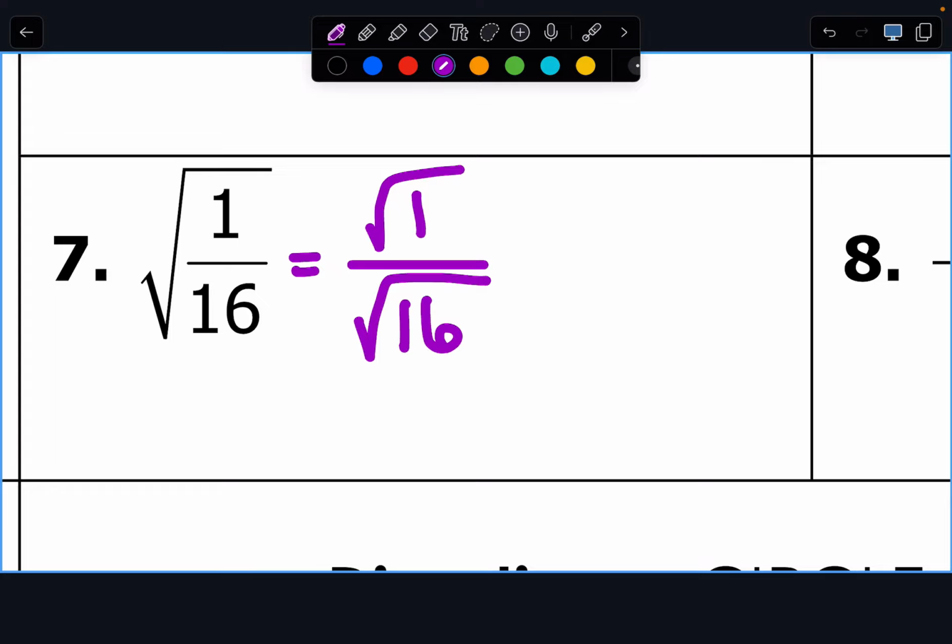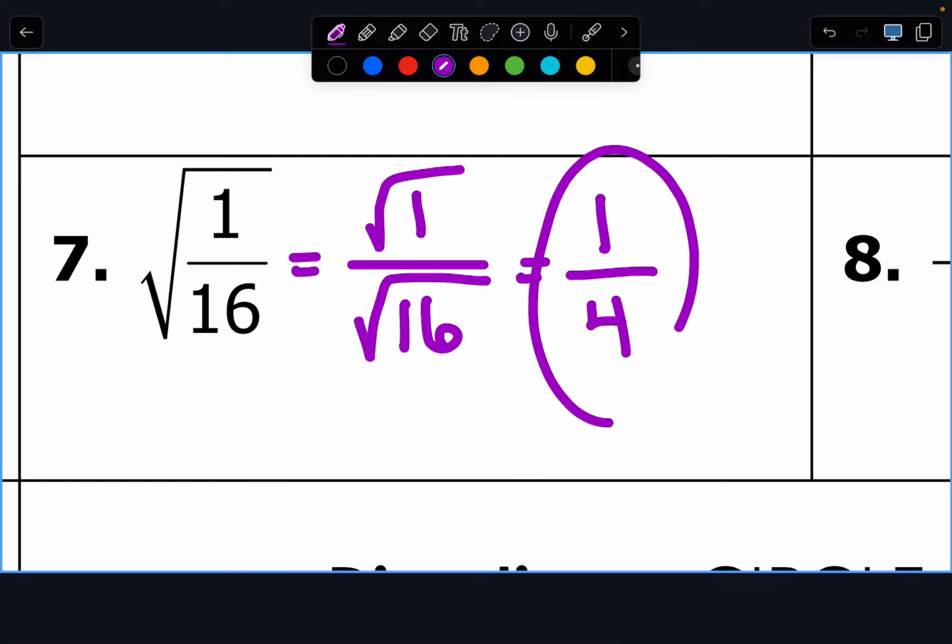Now, we can work on numerator and denominator separately. What's the square root of 1? 1. What's the square root of 16? 4. So our answer is 1/4. It's not bad.